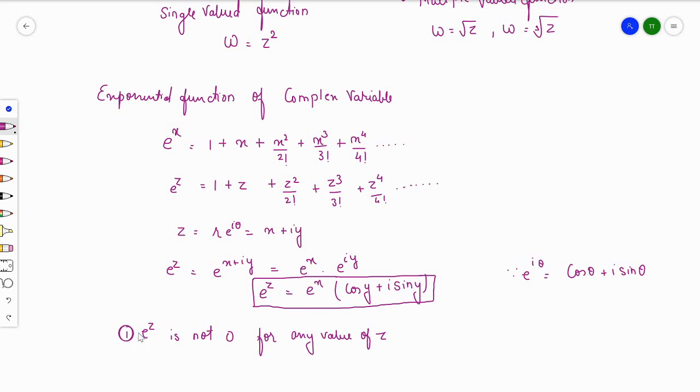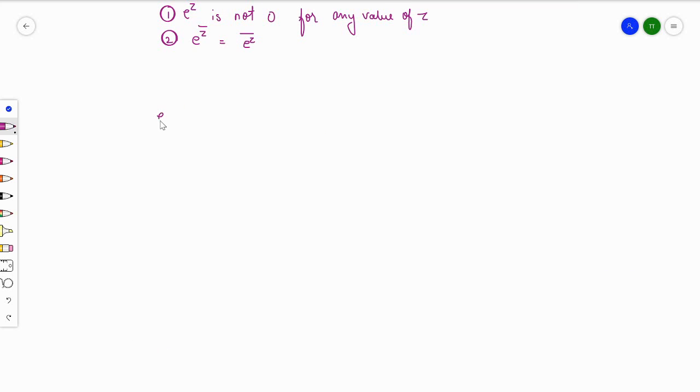Okay, e raised to power z is not 0 for any value of z. And the next point is e raised to power z bar is equal to e raised to power z whole bar. E raised to power iy is equal to cos y plus i sin y. And e raised to power minus iy will be cos y minus i sin y.